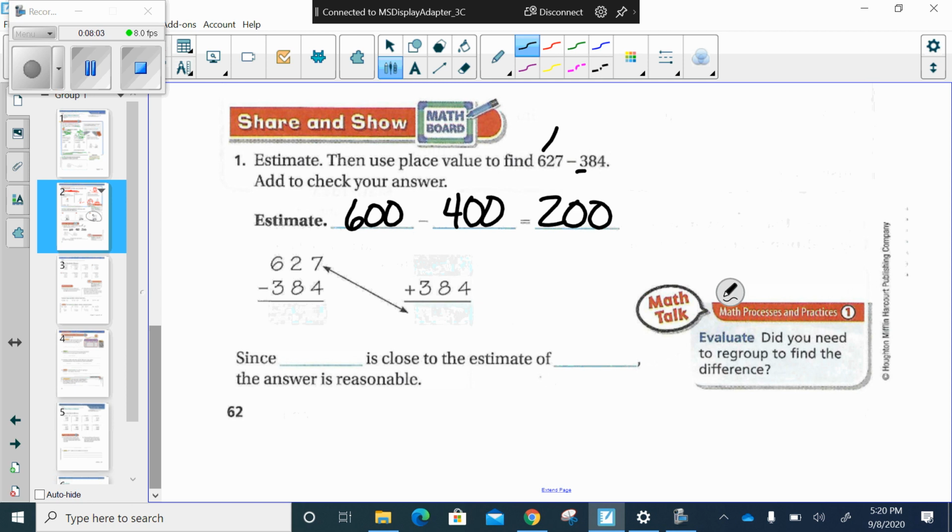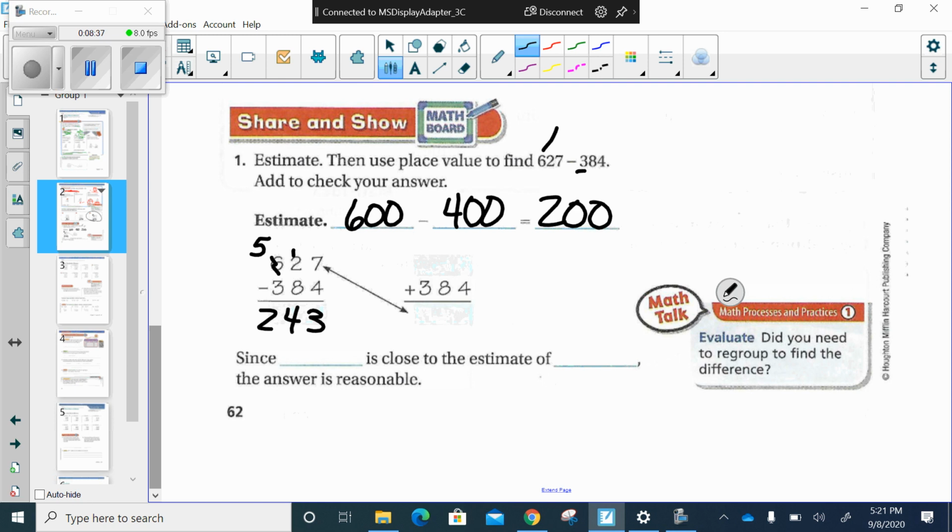Okay. So now we're going to actually do the problem. 627 minus 384. We're going to find the difference. 7 minus 4 is 3. 2 minus 8, you better not tell me it's 6. You better say, can't do that, Mrs. Keith, you have to borrow. So I'm going to borrow from my neighbor. 12 minus 8 is 4. 5 minus 3 is 2. 243. Well, let's check our answer, okay?